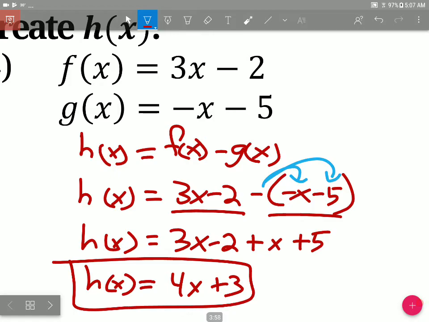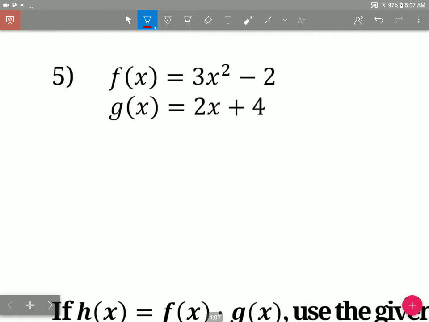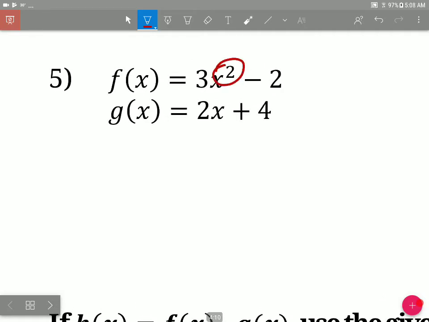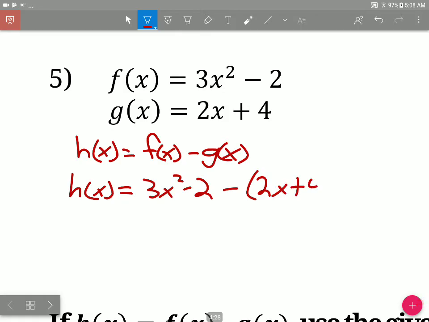And I know I'm going fast, but there we go. Last one. Ooh, this one's got a squared in it. Oh yeah, that makes it so much more difficult. Not really. So h of x equals, again, we're going to take f and subtract g. So plug in your f function. That's 3x squared minus 2. And then we'll subtract the g function, minus 2x plus 4. Alright, we'll distribute the negative.